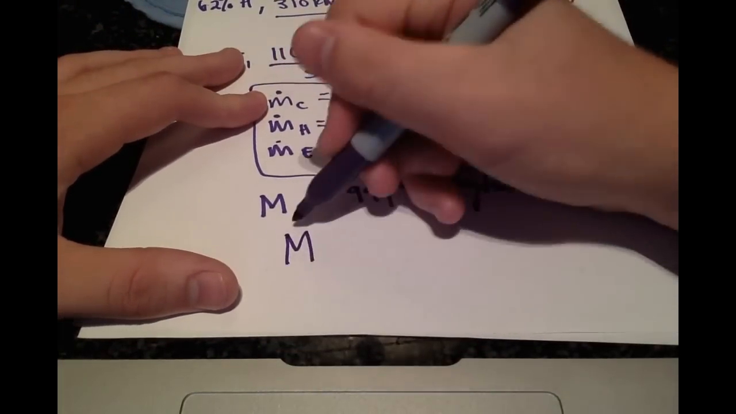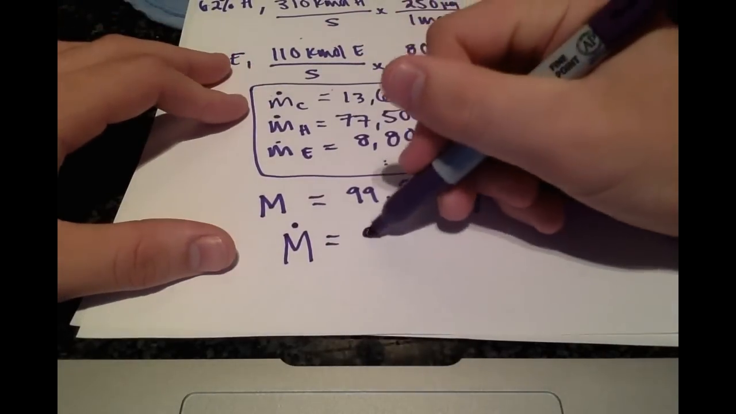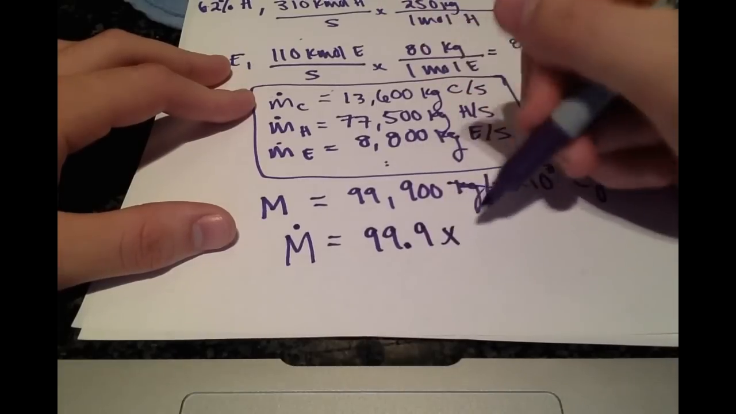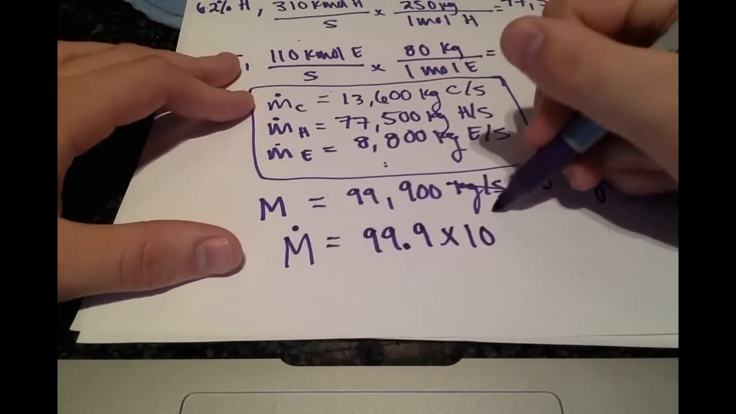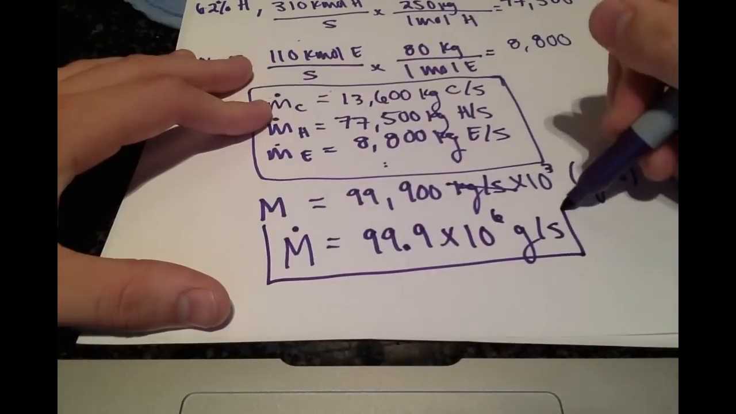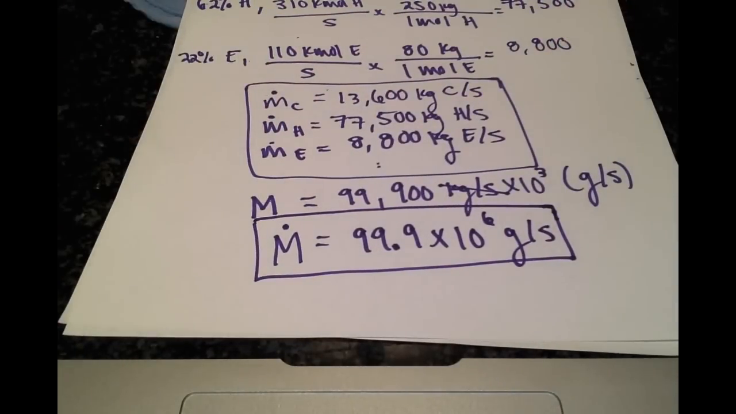So writing this out in scientific notation, because there's a lot of zeros, we have 99.9 times 10 to the 6th grams per second. And that is the total mass flow rate of the solution.